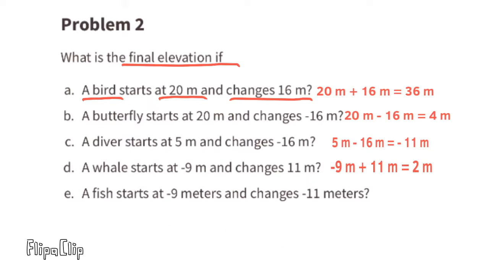E. A fish starts at negative 9 meters and changes negative 11 meters. We can write this as negative 9 meters plus negative 11 meters equals negative 20 meters. We can also write this as negative 9 meters minus 11 meters equals negative 20 meters.